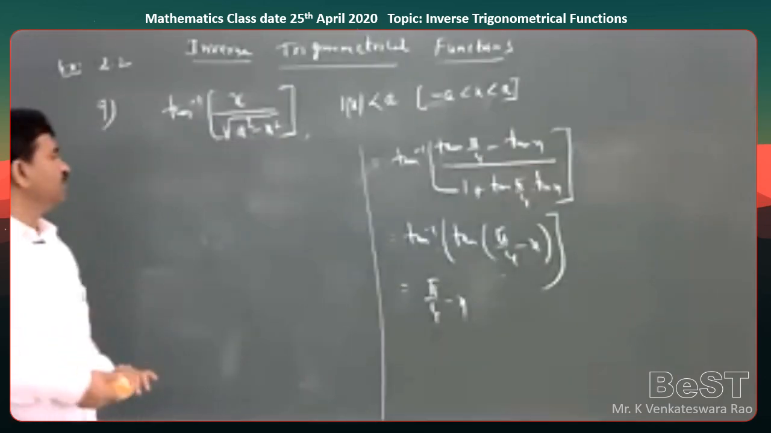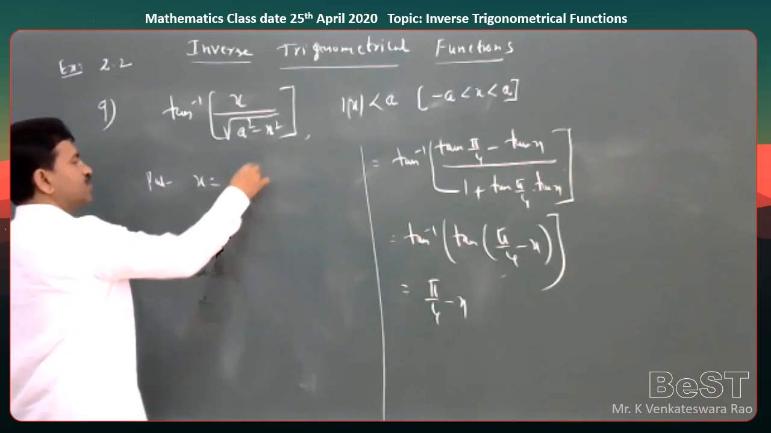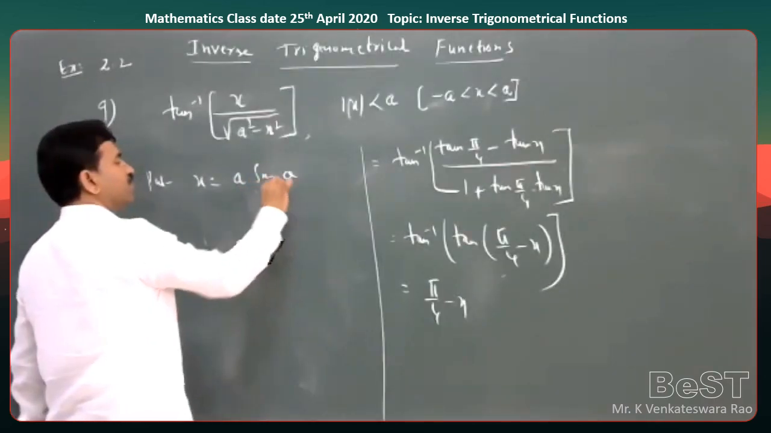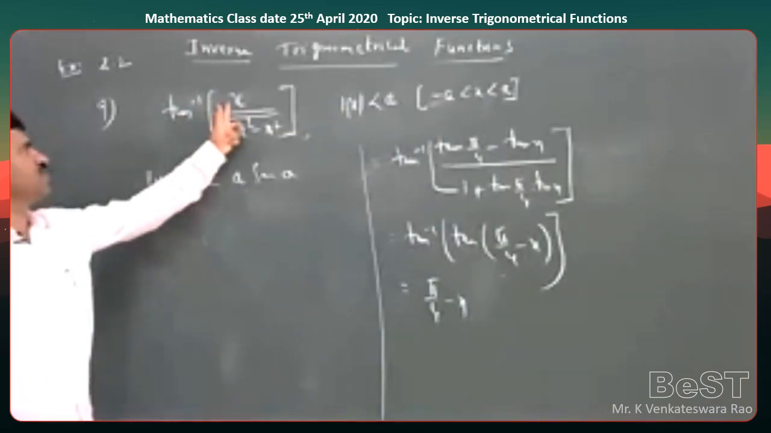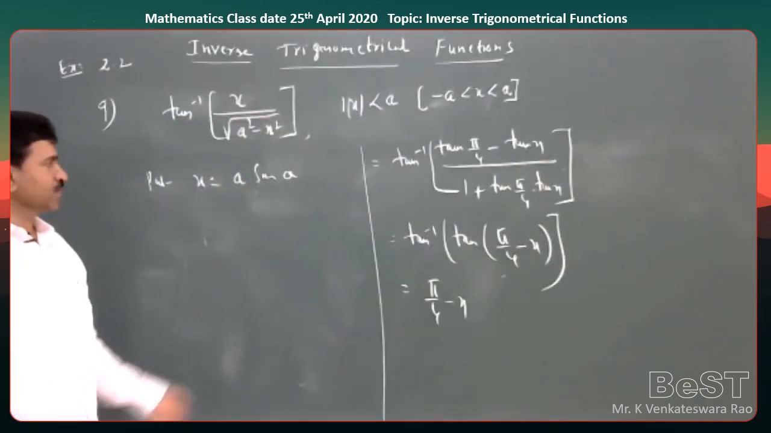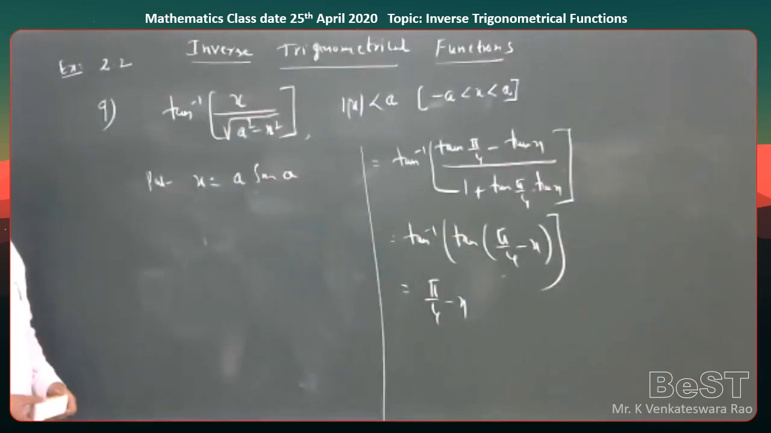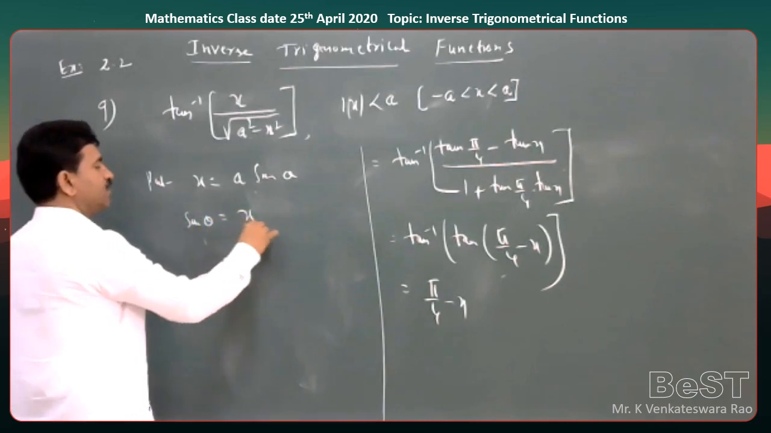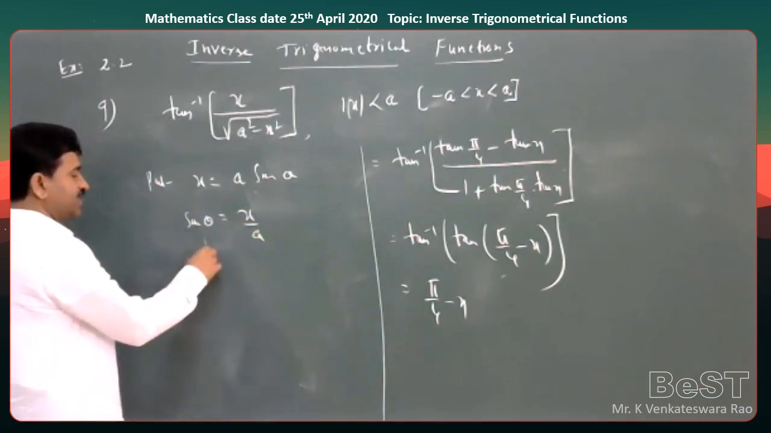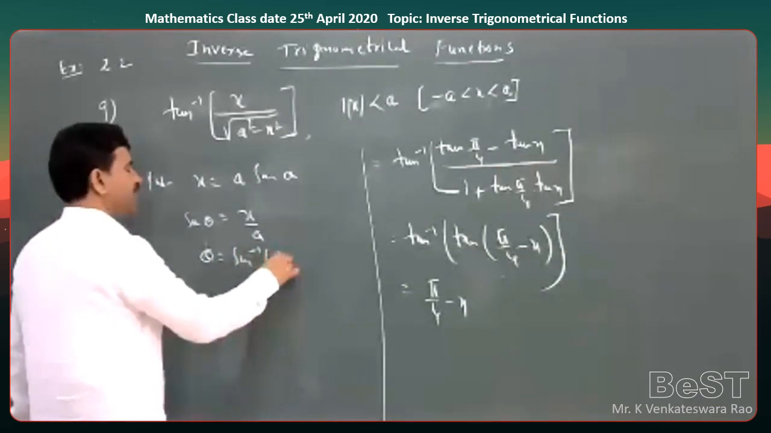So why we have to choose this substitution? See this one. Put x is equal to a sin theta. By keeping x is equal to a sin theta, we will get tan inverse of tan theta, theta we will get. So from this one, put x is equal to a sin theta. What is sin theta value? Sin theta is equal to x by a. Theta is equal to sin inverse x by a.